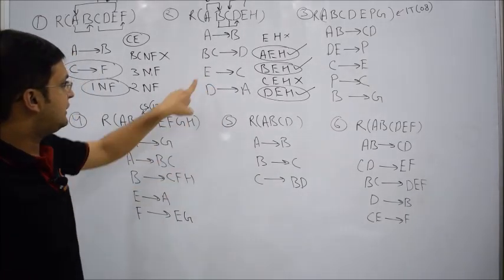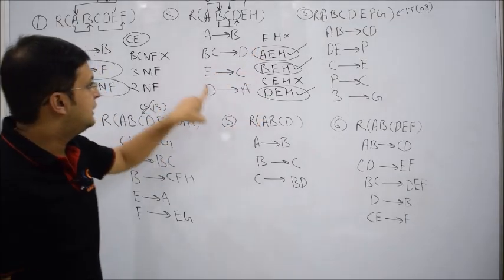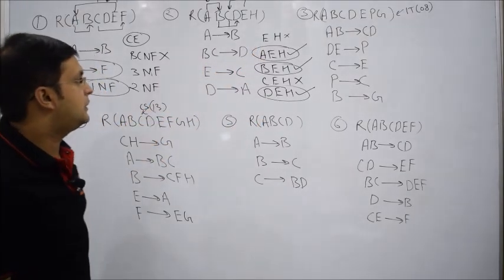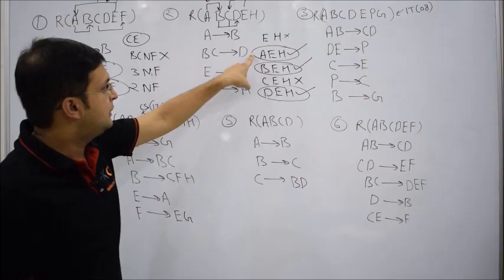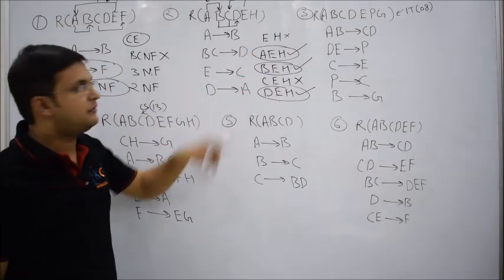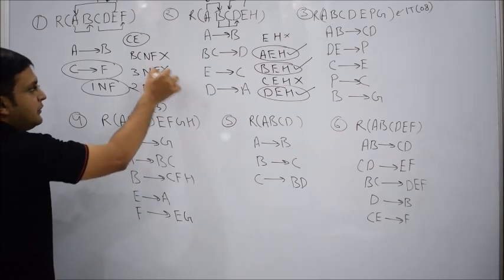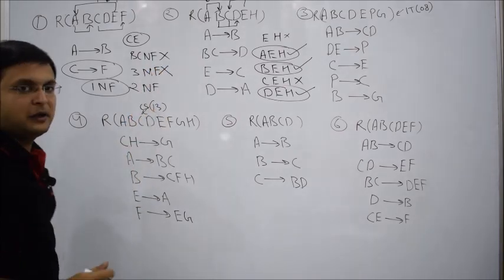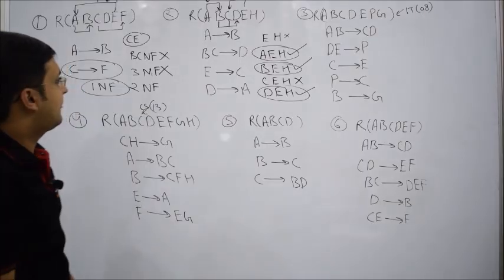Now CE to C. Now you see, is E a candidate key? No, itself E is not a candidate key, but is C a prime attribute? Now C is also not a prime attribute. Now that is a clear-cut case of transitive dependency, hence the table is not in 3rd normal form. Now let me check the last normal form, 2nd normal form.